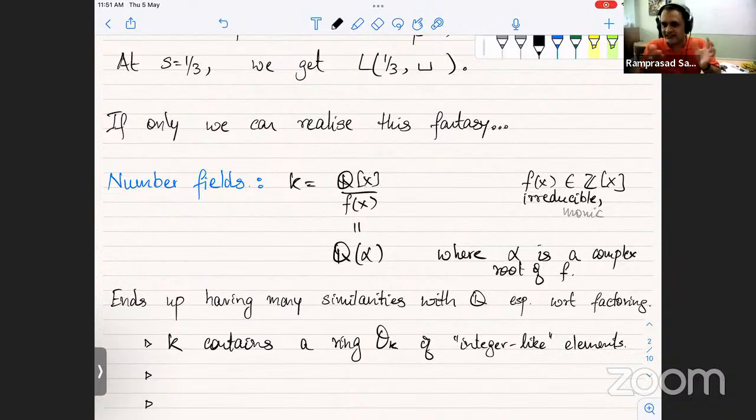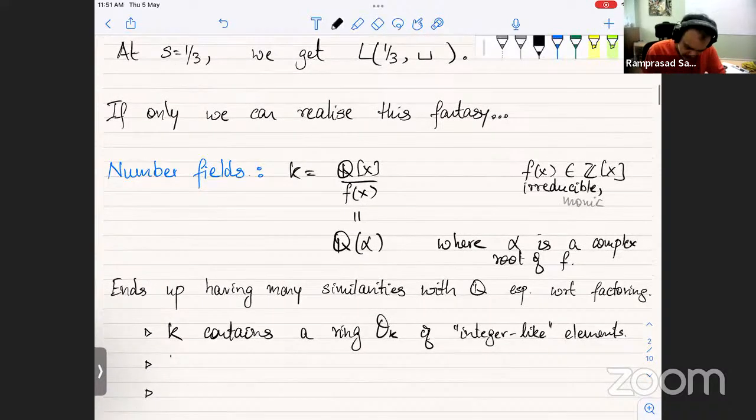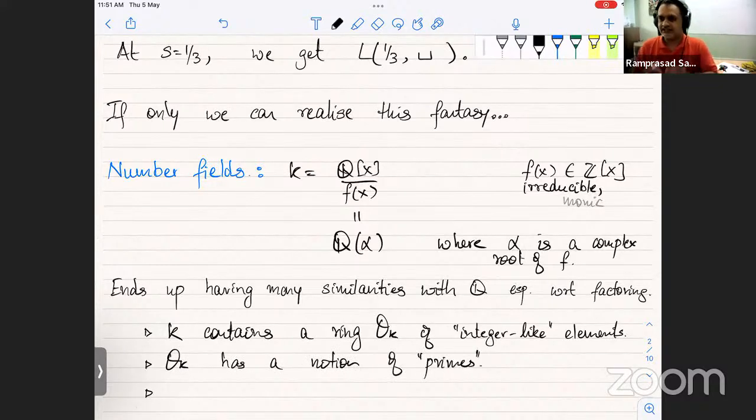Just like the rationals contain within them the integers, it so turns out that these number fields also contain within them something that looks like integers. What do I mean by that? Within this O_K there is a notion of primes. Just like every integer can be written as a finite product of primes, O_K also has this property. You just need to suitably change your notion of what prime means.